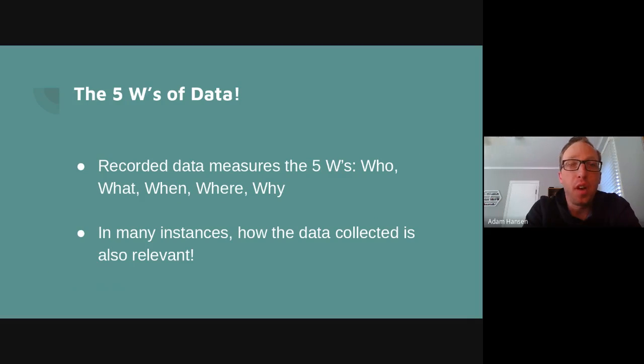First off, we'll start with talking about the 5 W's of data. Data is measuring the 5 W's: who, what, when, where, and why. And oftentimes how the data is collected is also relevant. Is it collected voluntarily, or are participants selected at random? Is the survey anonymous, or are the participants required to submit their name? Might skew their results.